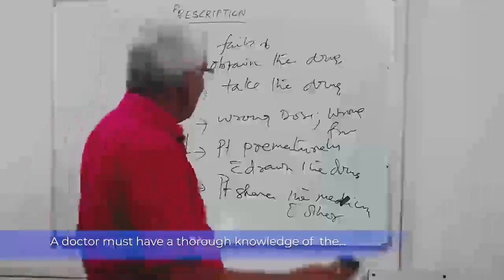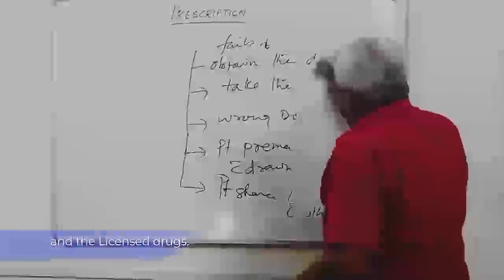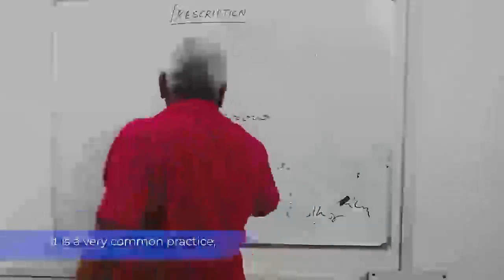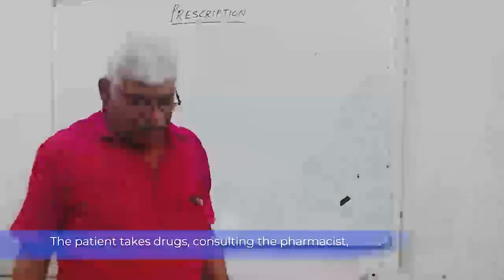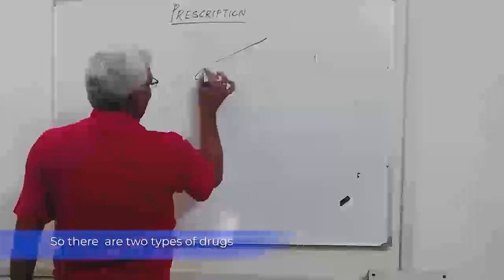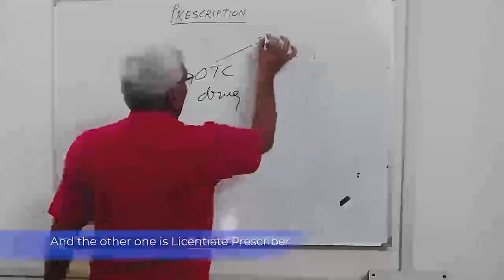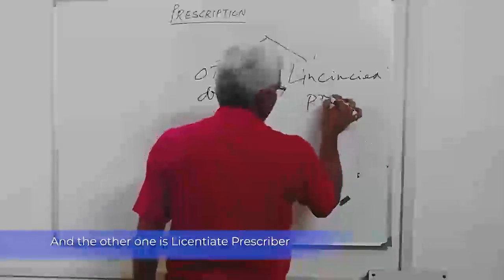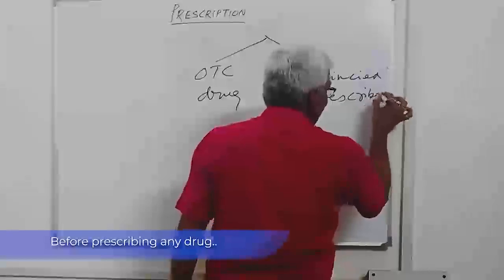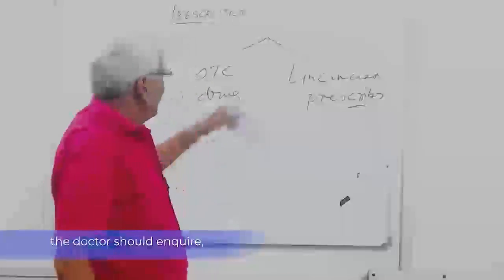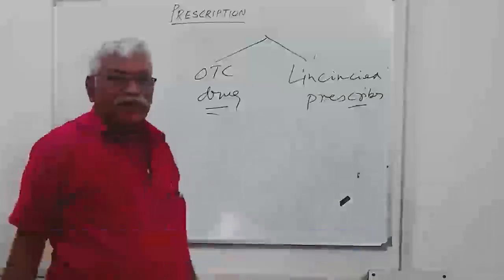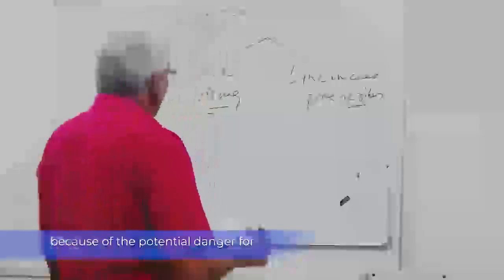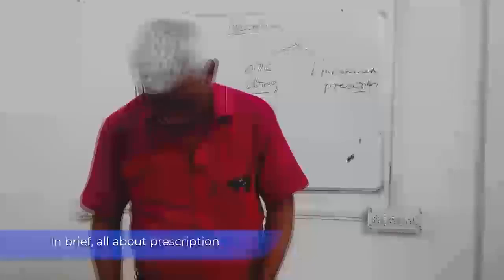The doctor must have a thorough knowledge of the OTC drug and the licensed drug. It is a very common practice, particularly in the developing countries. The patient takes drugs consulting the pharmacist, what he calls the OTC drug or the non-licensed drug. So there are two types of drug: one is the OTC drug and one is the licensed prescription drug. Before prescribing any drug, the doctor should inquire whether the patient has taken any OTC drug, because of the potential danger for drug-drug interaction. Okay, this finishes in brief all about prescription.